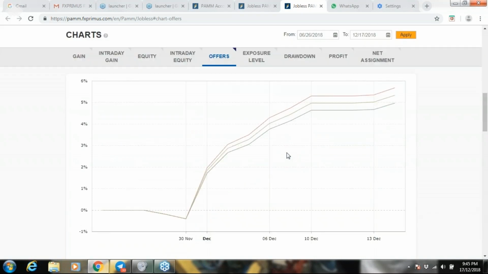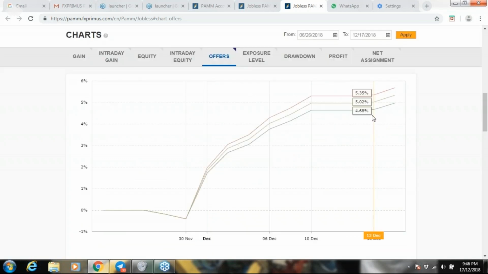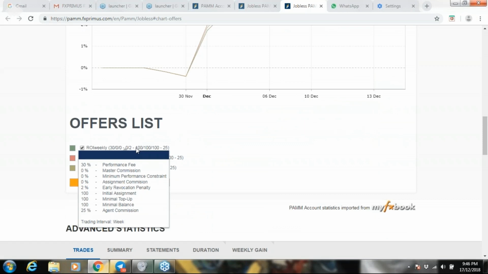So you can see now we have 3 offers. This is the graph for our offers. The lowest until now is around 4.68%, the second 5.02%, and the last 5.35%. We have 3 offers for our clients. For the first offer, the performance fee is about 30%, and the penalty is around 2%. The initial assignment is only $100. This is a weekly trading interval, right?